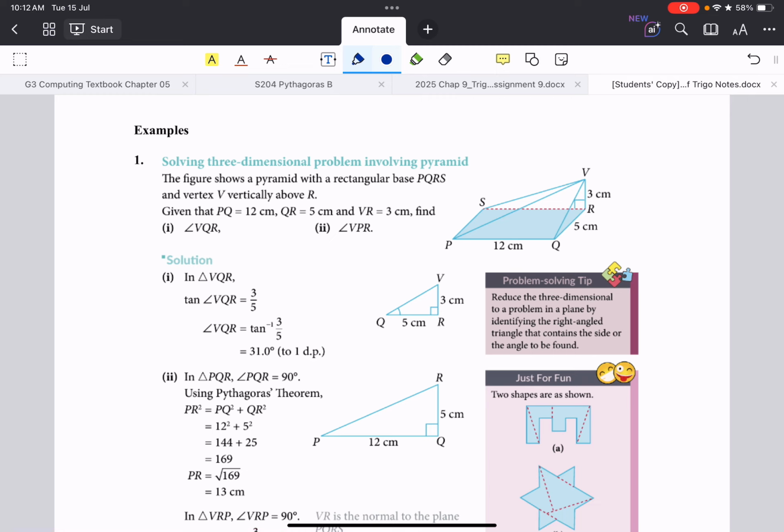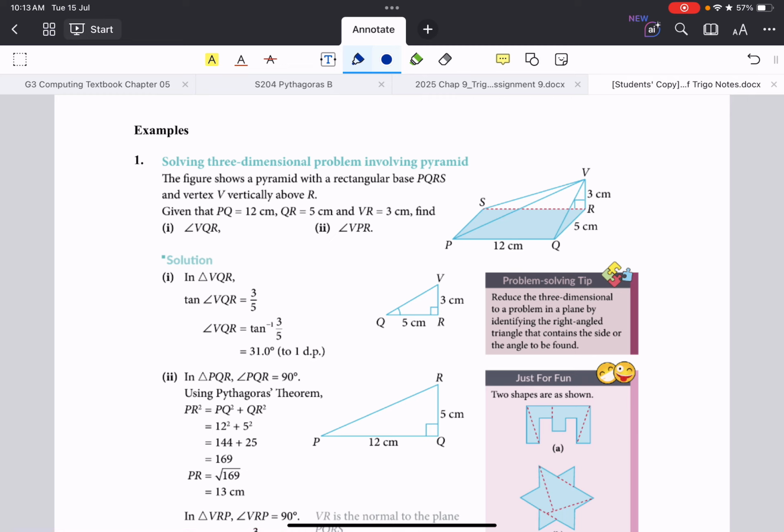So let's start with a simple example. Here we have one where we are looking at a pyramid, right? It shows a pyramid with a rectangular base, PQRS, and a vertex V vertically above R. So when it says it's vertically above R, we know that V and R actually form a 90 degrees right angle with the plane that is on the floor, right? So with that information, we can actually create a lot of right angle triangles, and that helps. Okay, so we are given the measurements as stated here, and we want to find the angle VQR.